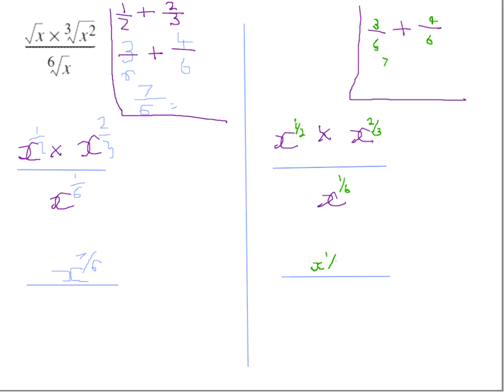Excellent. So we have x to the power 7 over 6 at the top, and x to the power 1/6 in the denominator. So all you have to do now is 7/6 take away 1/6, which is very simple because these fractions have the same denominator. I'll just rewrite the denominator for you to help you.